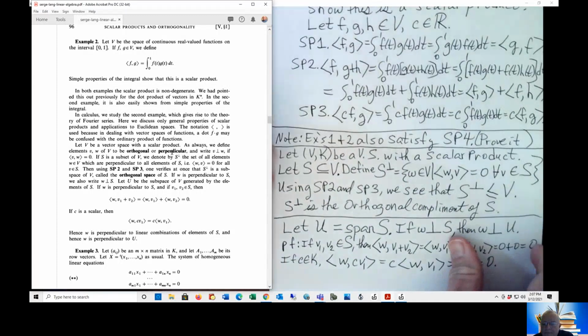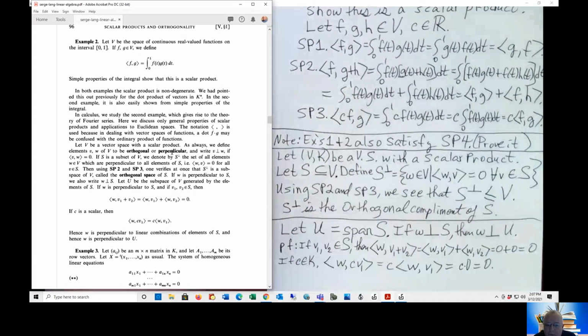Okay? Now next, let's again do the following. We have our set S is a subset of V. Let U be the subspace of V spanned by S, or generated by S. In other words, let U be the span of S. So U is a subspace of V. It's the subspace spanned by the linearly independent vectors in set S.